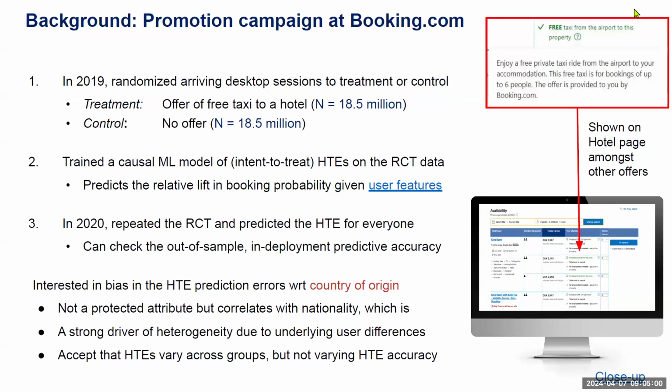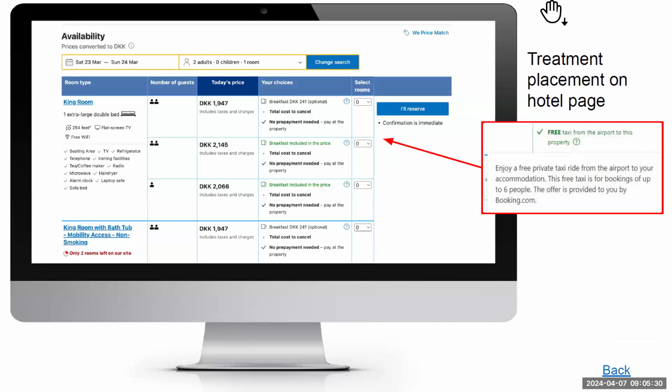So just a little bit about the background empirical context that motivated this work. So we use data from Booking.com, and in 2019, the following experiment was run. So Booking.com has users arriving to, for instance, the desktop version of the website, and they randomized users into one of two conditions. Either a treatment condition, where users were randomly allocated to receive an offer of a free taxi. So I will just show you how that works.